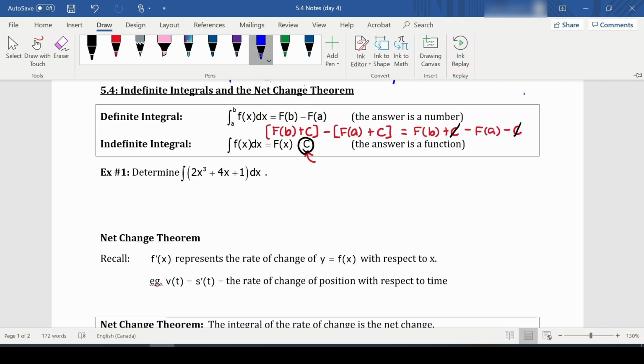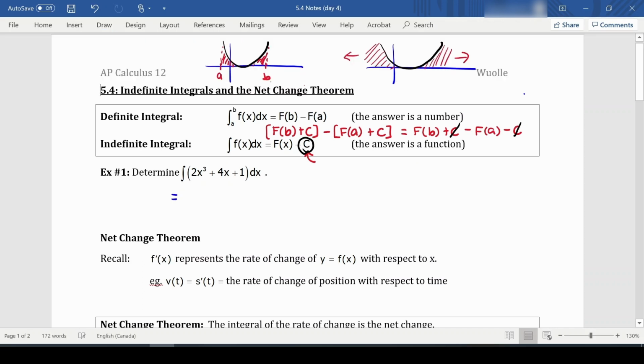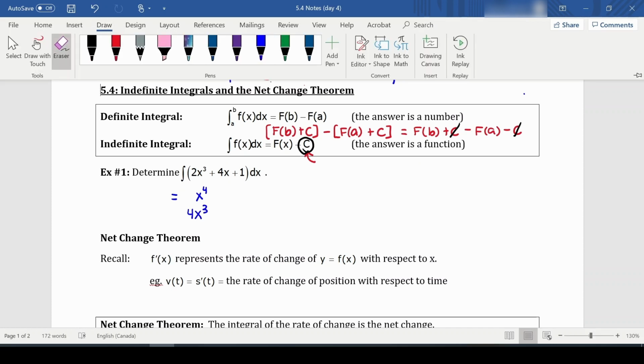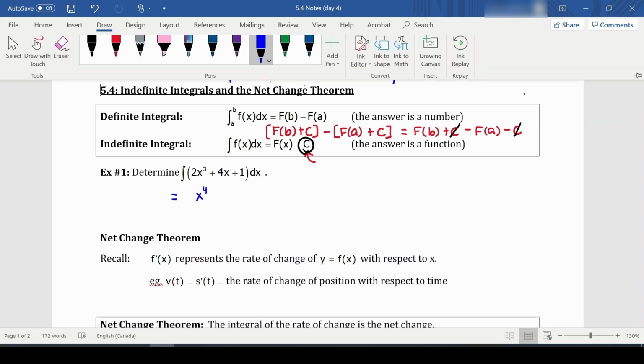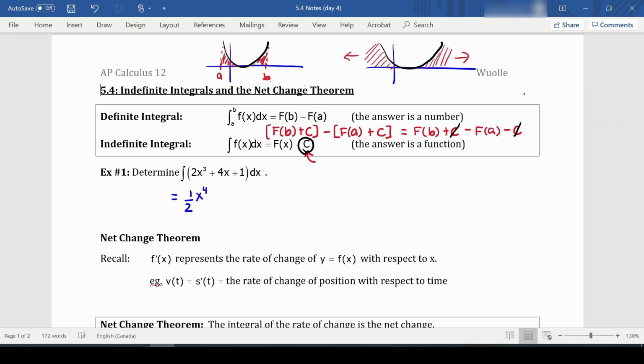So let's try one here. If I want the indefinite integral of this function, we're just finding the antiderivative of this, but we must include plus c at the end. The antiderivative of x cubed would be x to the power of 4. However, we normally would have something in front here because if I take the derivative of this, I get 4x cubed. So that doesn't work. I'm supposed to have 2x cubed. So if I'm supposed to have 2 instead of 4, I would need a 1/2 in front.